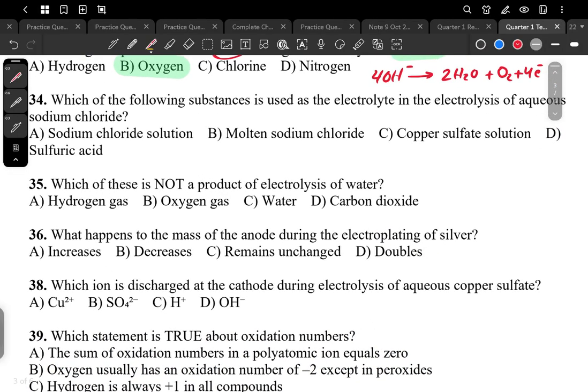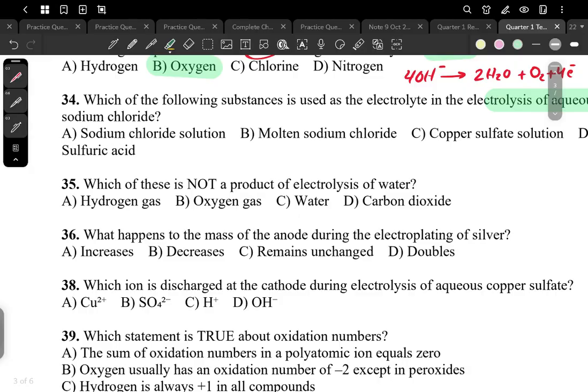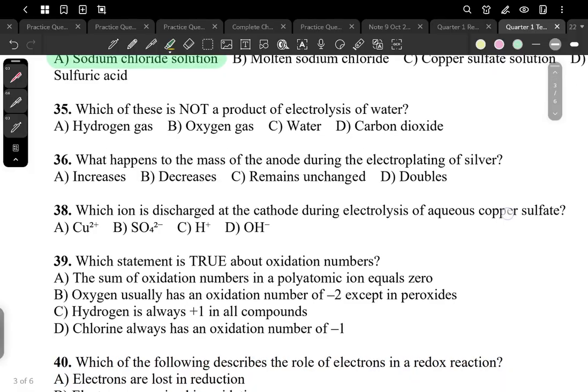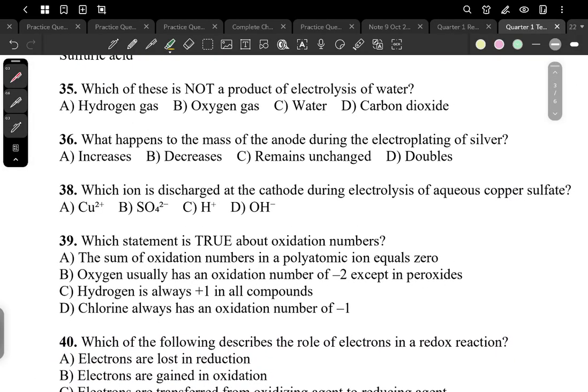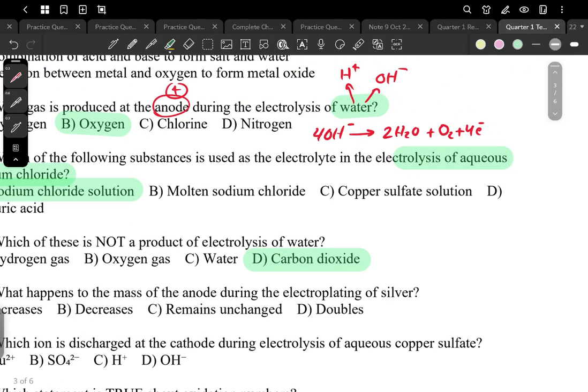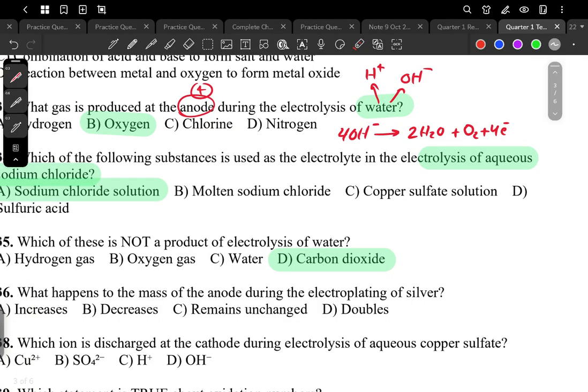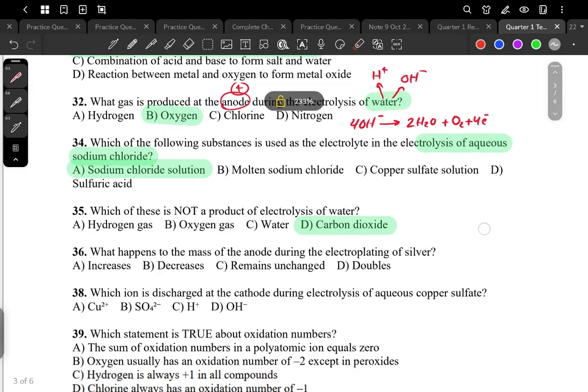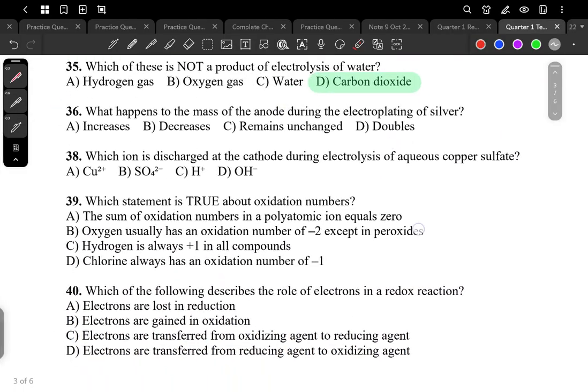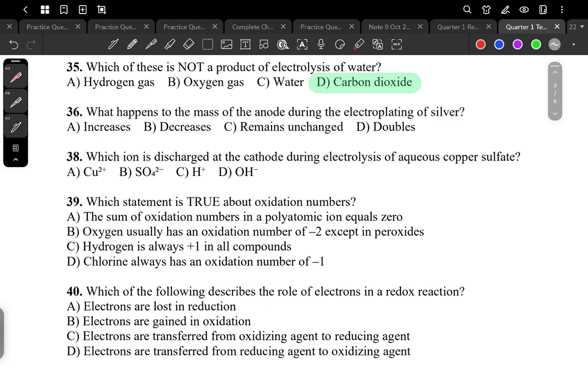Which of the following substances is used as the electrolyte in electrolysis of aqueous sodium chloride? Aqueous sodium chloride actually means sodium chloride solution. This is the electrolyte. Which of these is not a product of electrolysis of water? Carbon dioxide is not a product, right? Because water is a product, oxygen is a product, and also hydrogen is a product at the cathode. So carbon dioxide is not a product as the electrolysis of water happens.